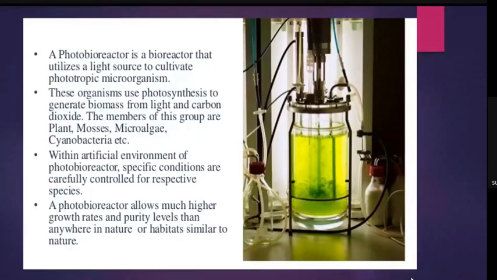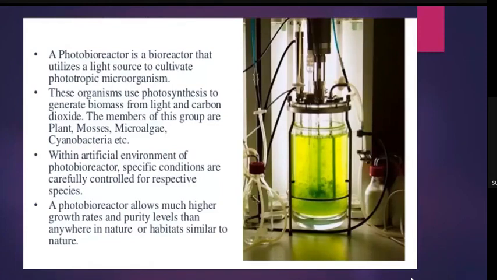So algae require especially a light source and also moisture content. In a photobioreactor, we can effectively achieve the production of algae, some plants, and some microorganisms like bacteria. Some species require a light source for their production. For that, we will go for this photobioreactor.